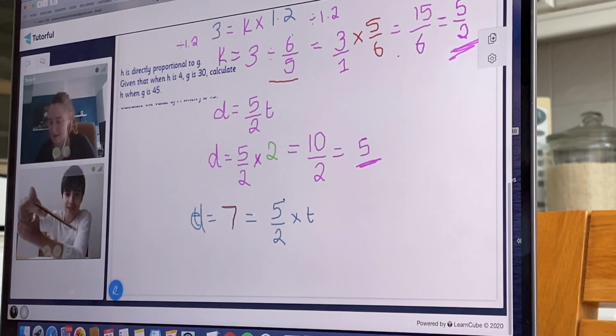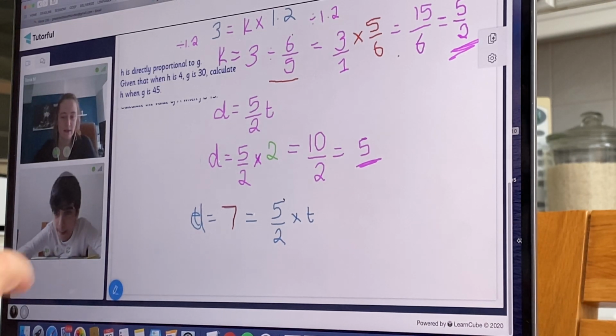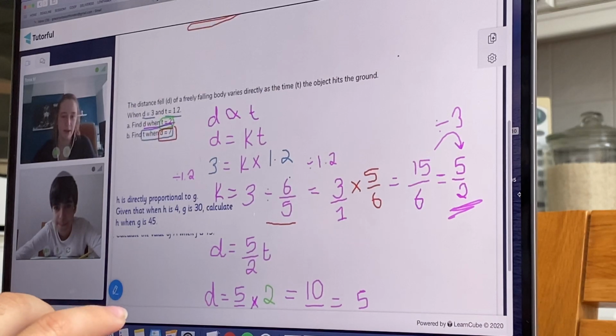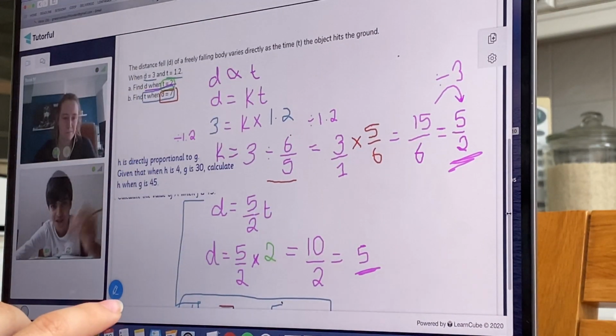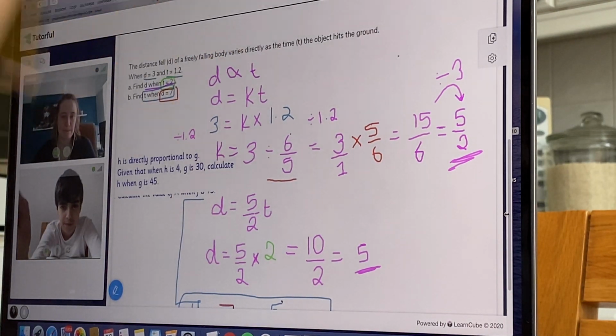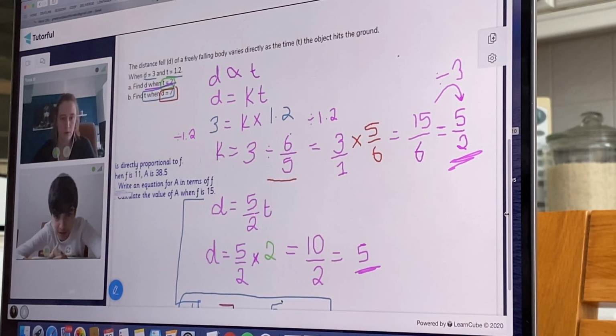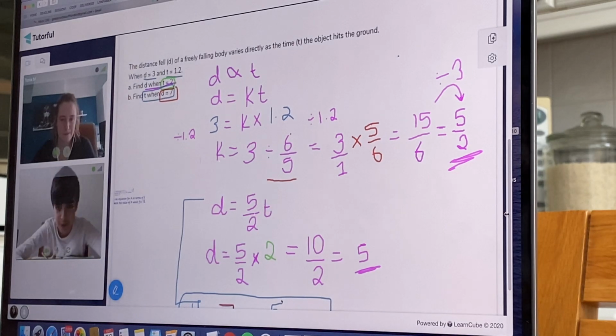The method is a bit too hard, this method that we've been doing in the blue and pink. Yeah, because it's long, so you've got to find the proportional part, then d equals kt, and then those bits are easy. And for this one, 3 equals k multiplied by 1.2, and then divide it by 1.2.